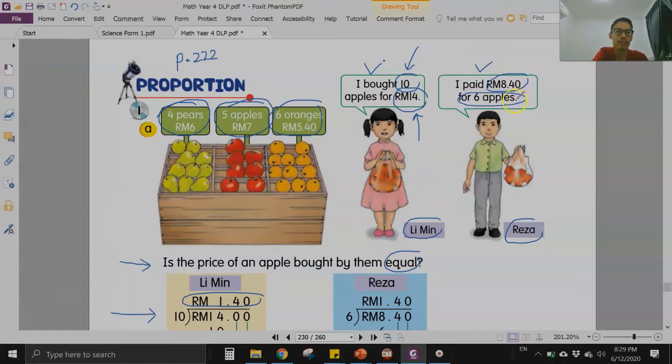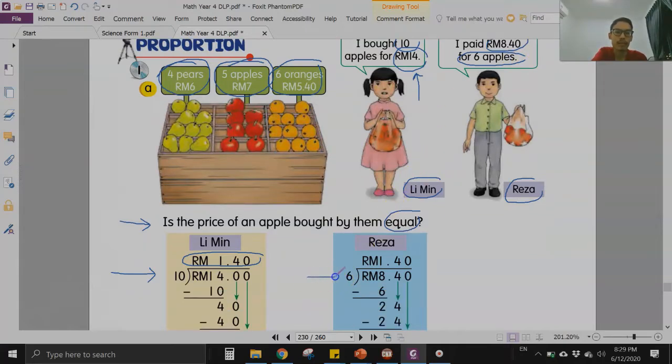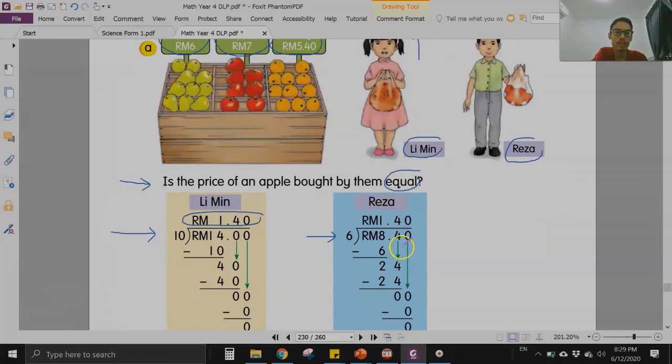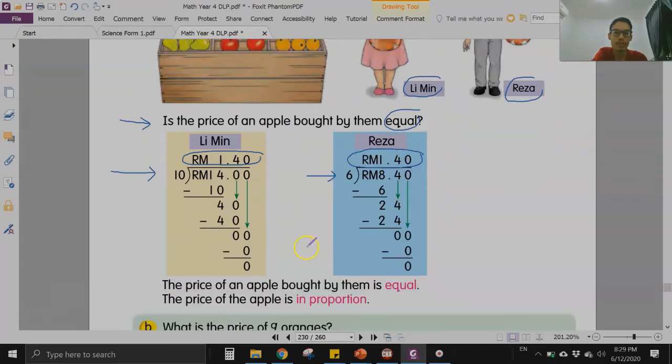So to find the price of one apple, you take 8 ringgit 40 cents divided by the number of apples, which is 6. So 8 ringgit 40 cents divided by 6, you also get 1 ringgit 40 cents. So yes, the price of an apple bought by them is equal.